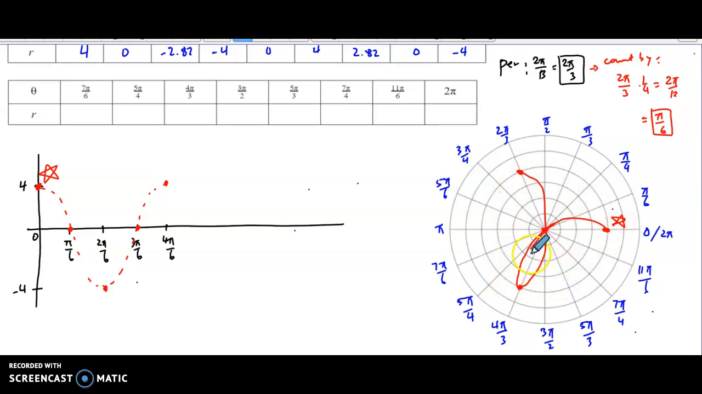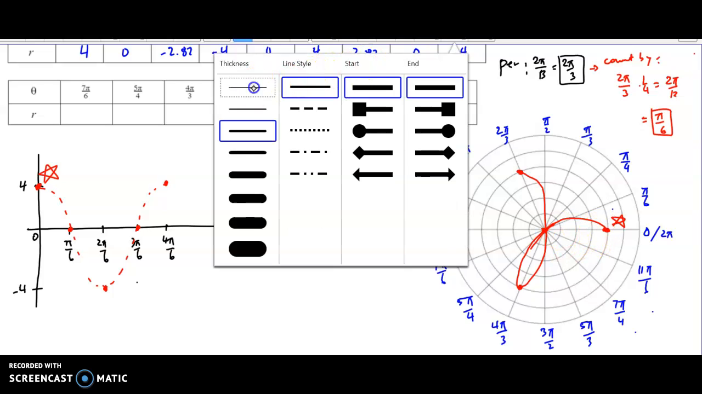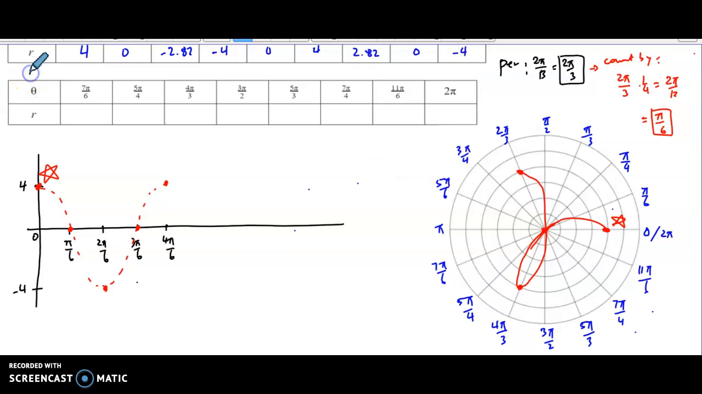Right now, there's only one rose petal, and if you can tell, there's supposed to be another rose petal here, and another rose petal here. So here's what I'm going to do. I'm going to continue my trig graph here, okay? So I'm going to keep counting up by 6, just a little bit more.